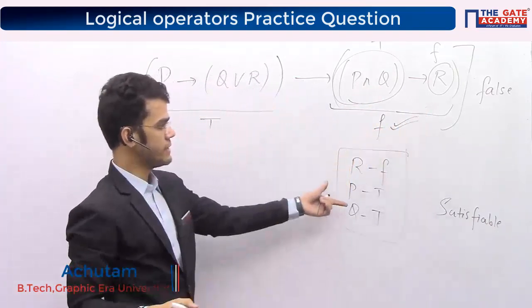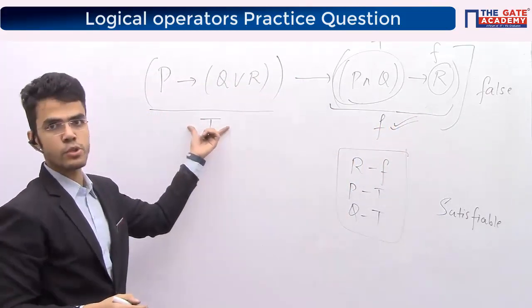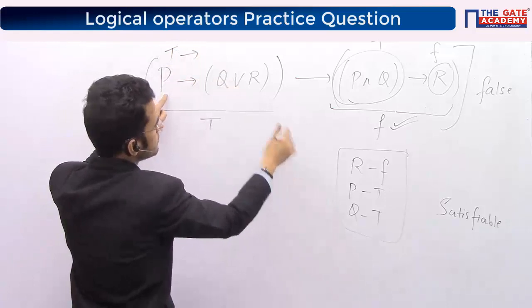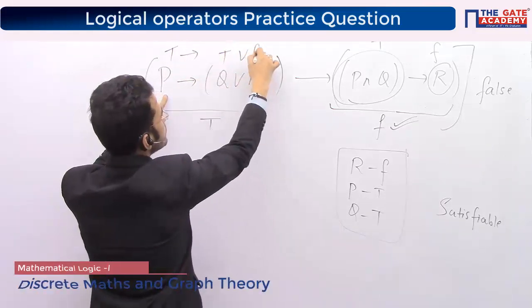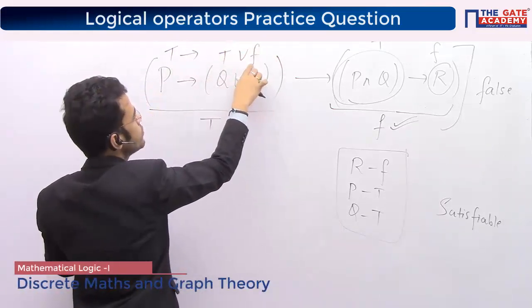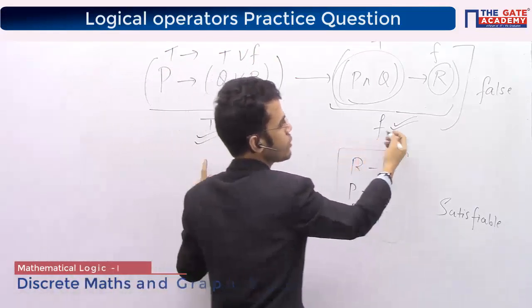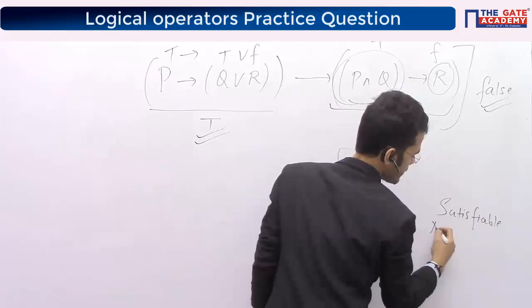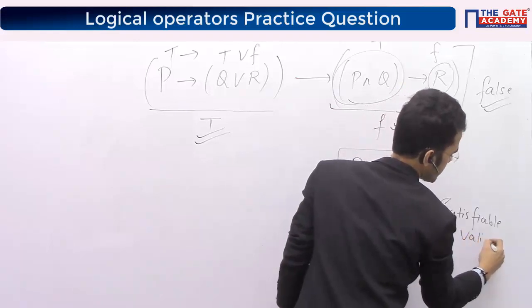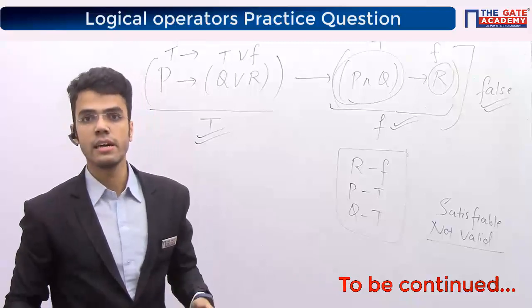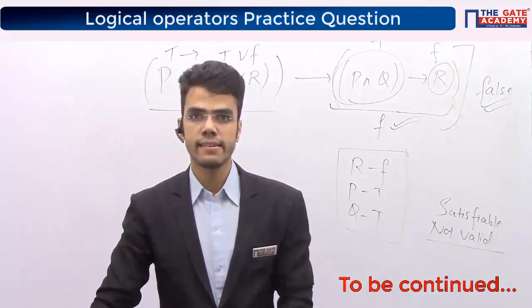Let me quickly check with these values. Will this become true? So P is true, Q is true, R is false. True implies true or false will give me true. True implies true will give me true. Yes, this is coming out to be true. True implies false will come out to be false. It means it is not valid. So it is satisfiable but not valid, which means my option number A is correct, right?